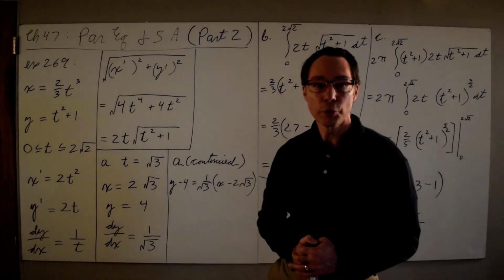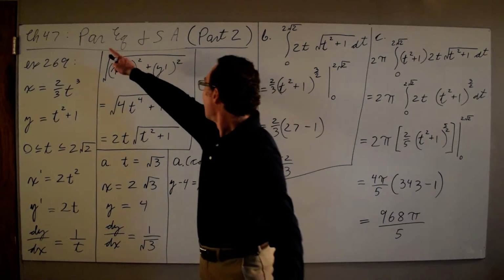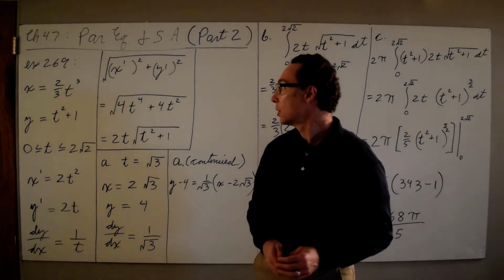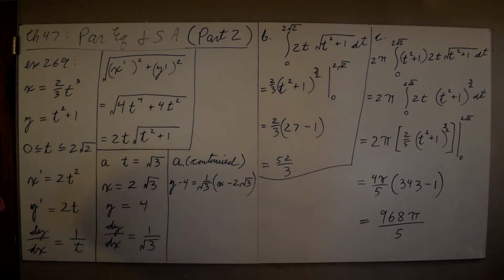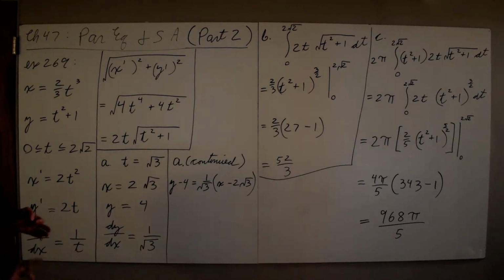This video is part 2 of chapter 47, parametric equations and surface area. And here we're going to look at example 269. Example 269 has 3 parts to it. And so we're going to find the equation of a tangent line, we're going to find an arc length, and we're going to find the surface area.